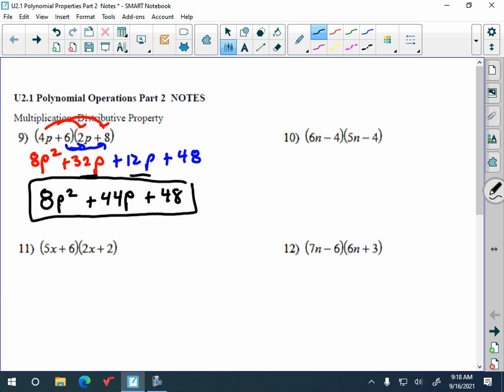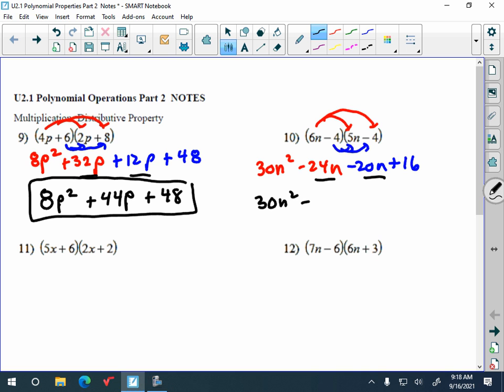All right, number 10, same thing. So we'll take 6n this time and distribute that over. So 6n times 5n is 30n squared. And then 6 times negative 4, 6n is negative 24n. And we'll distribute the negative 4 over. So minus 20n plus 16. All right, so we'll combine like terms. Put in descending order. So 30n squared minus 44n plus 16.